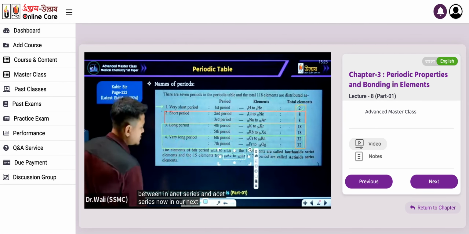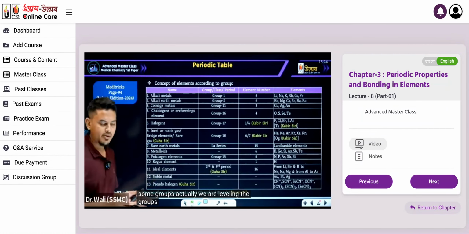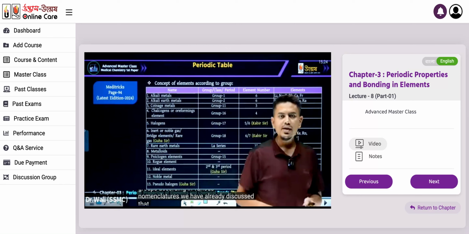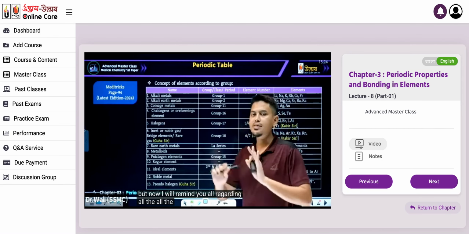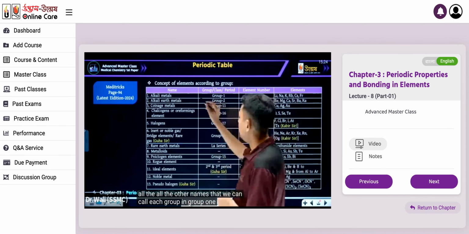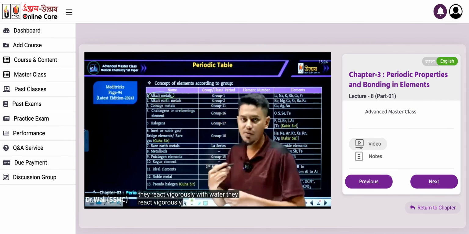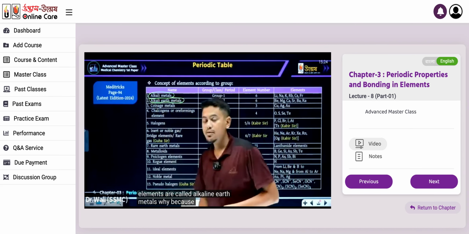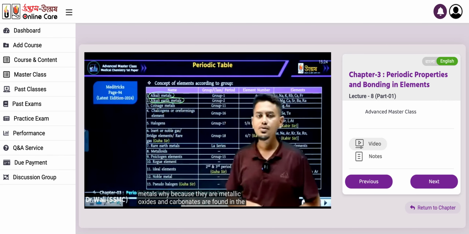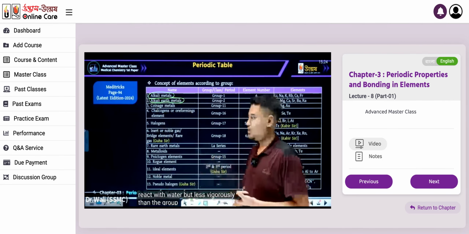Now, in our next slide, we see the concept of elements according to some groups. Actually, we are labeling the groups according to various nomenclatures. We have already discussed that in some question solving sessions, but now I will remind you of all the other names that we can call each group. In group 1, the name is alkali metals. Why? Because they react vigorously with water to generate alkali. On the other hand, group 2 elements are called alkaline earth metals. Why? Because their metallic oxides and carbonates are found in the soil. That's why they are earth metals. And they are also alkali in nature because they react with water, but less vigorously than group 1.